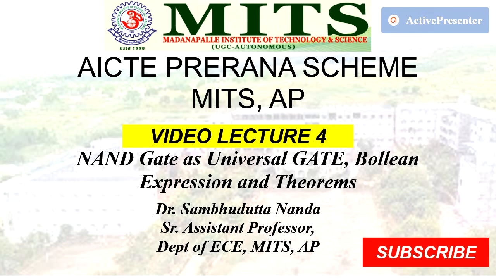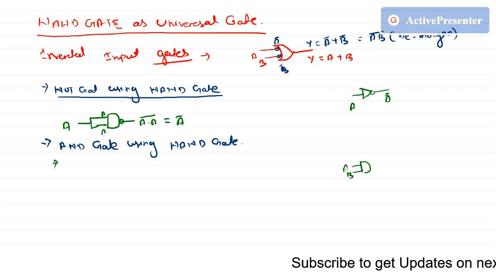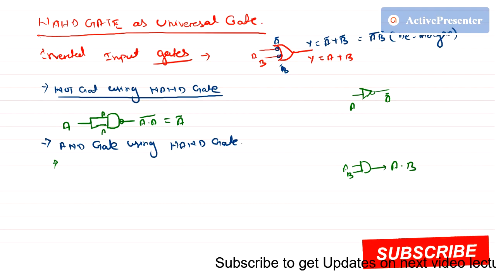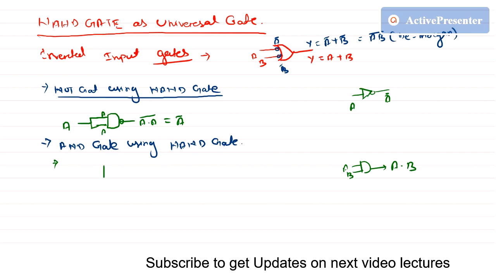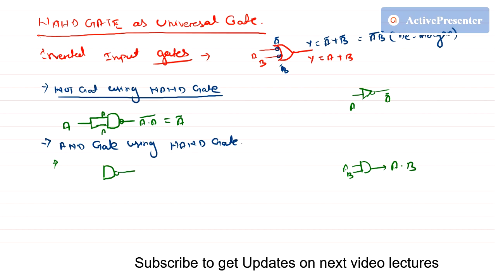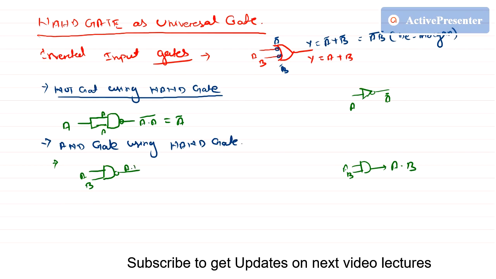So let us start. AND gate using NAND gate. Okay, how it can be done? First see what is the AND gate and what is the output. If I draw like this, this is A, this is B, and the output will be A dot B. So how we can do this? If we need A dot B, then from one NAND gate it is not possible. So this is one NAND gate with inputs A, B. Here the output is A dot B bar.